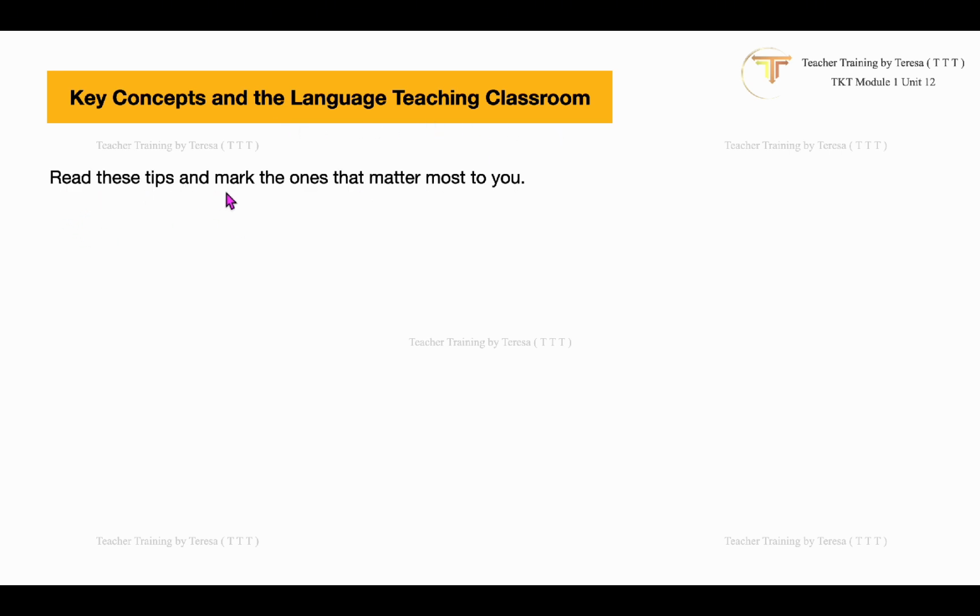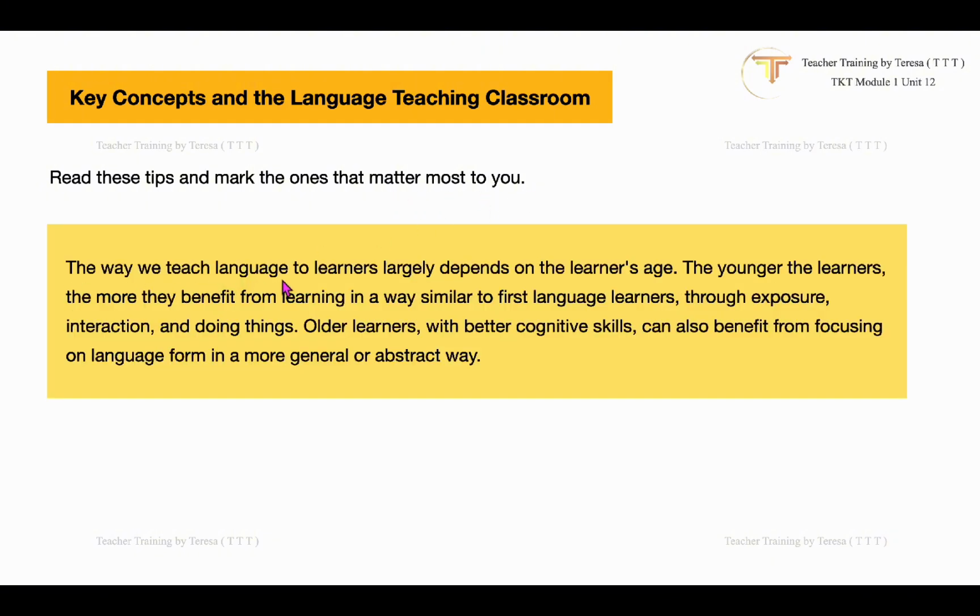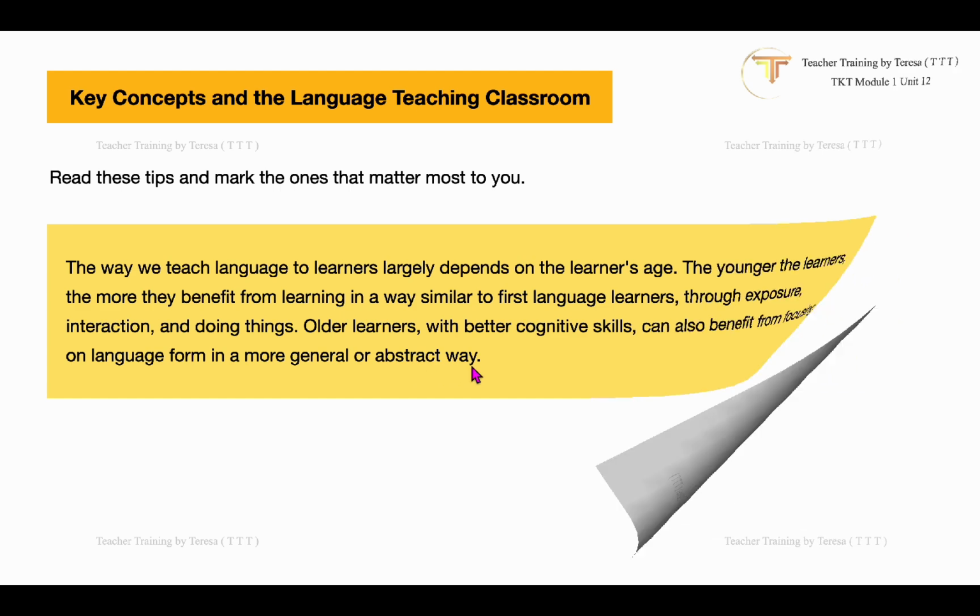Read these tips and mark the ones that matter most to you. The way we teach language to learners largely depends on the learner's age. The younger the learners, the more they benefit from learning in a way similar to first language learners, through exposure, interaction, and doing things. Older learners, with better cognitive skills, can also benefit from focusing on language form, in a more general or abstract way.